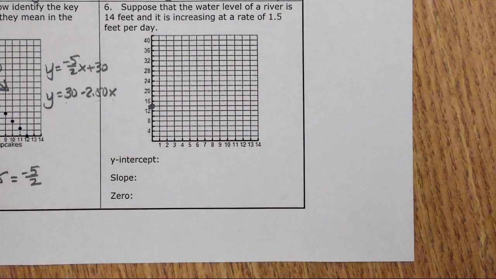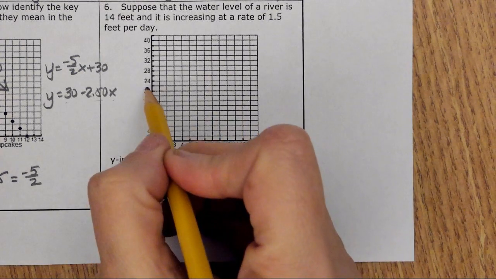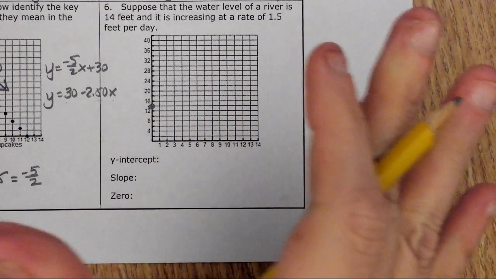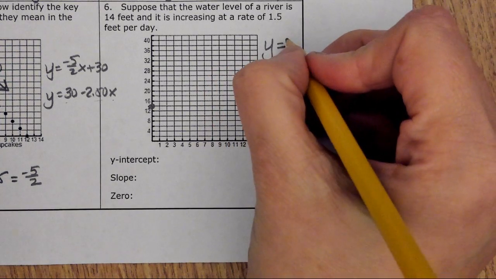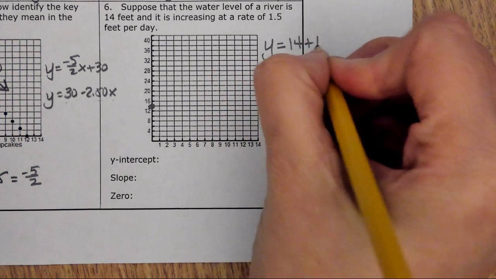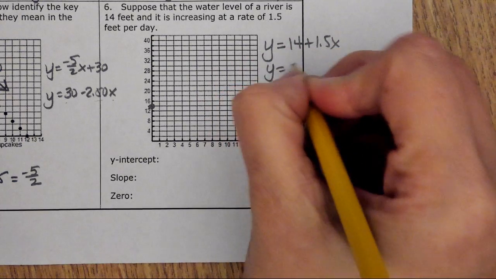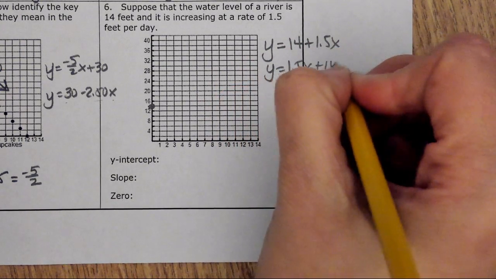Okay, I'm already not liking this 1.5 thing because my little dots here go up by 2. So I'm going to start by writing myself an equation. y equals 14 plus 1.5x, or y equals 1.5x plus 14.